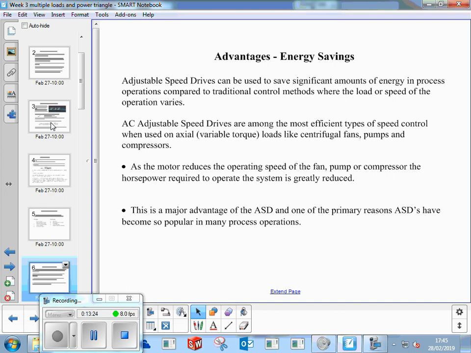Okay. As the motor reduces the operating speed of the fan, pump or compressor, the horsepower required to operate the system is reduced. So we're talking about savings again. A major advantage of the ASD, and one of the primary reasons they have become so popular in many process operations, is the energy saving.